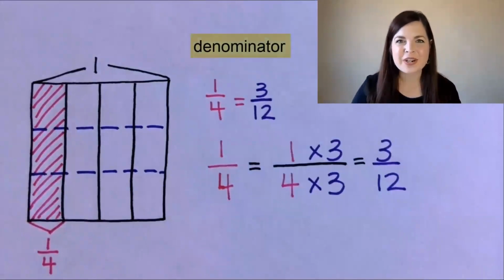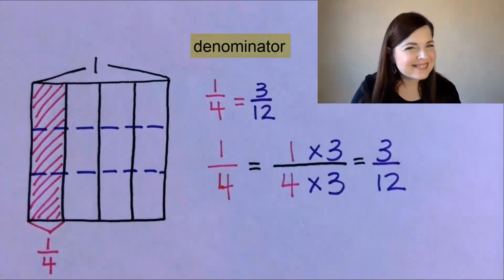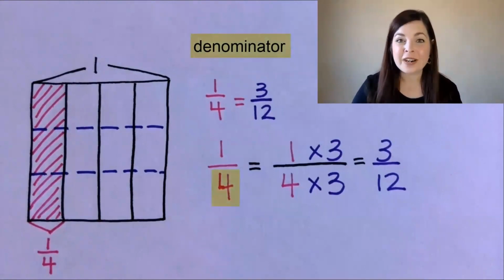Denominator is a special word that we use to describe the fractional units. Everyone whisper denominator. So 4 is the denominator in 1/4, and 12 is the denominator in 3/12. How is the denominator 12 in 3/12 related to the denominator 4 in 1/4? Pause the video to explain what you're thinking. You may have said the denominator in 3/12 is triple the denominator in 1/4. That makes sense because we got 3 times as many units in the whole.